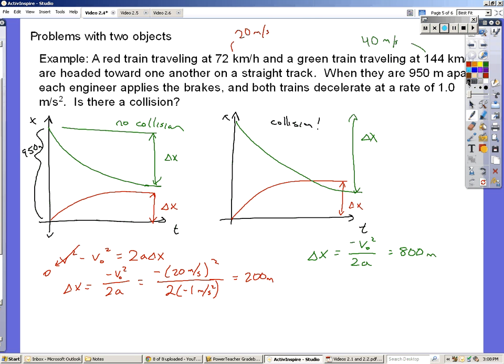Notice that 200 plus 800 is greater than 950 meters. The result is that the two trains will collide. What's more, you can see that the red train will stop quickly, and so the collision will occur at 200 meters, right there. The green train will still be going not super fast, but there will be a collision and it will be bad.